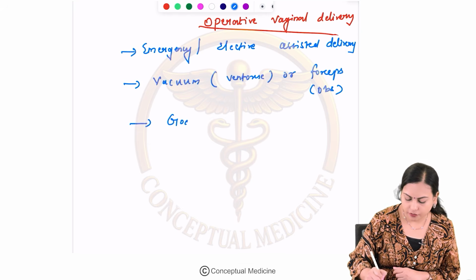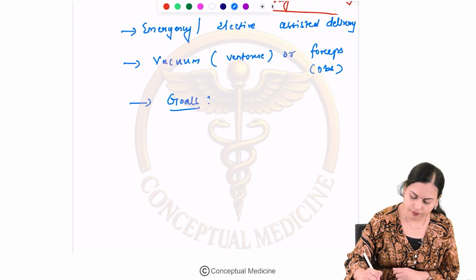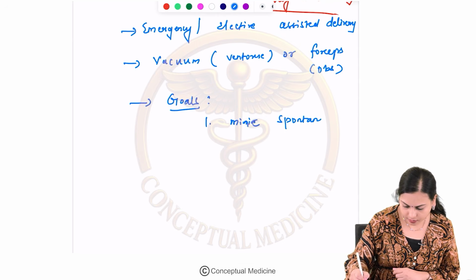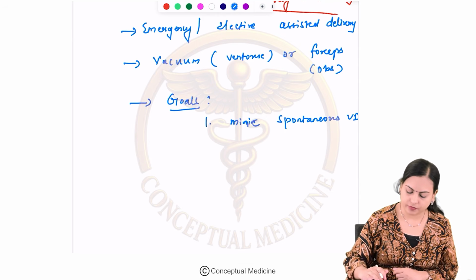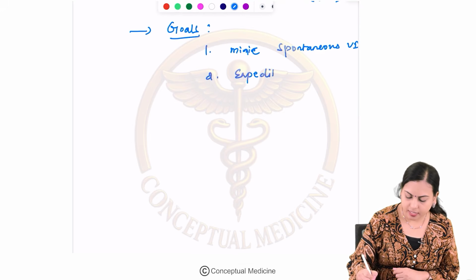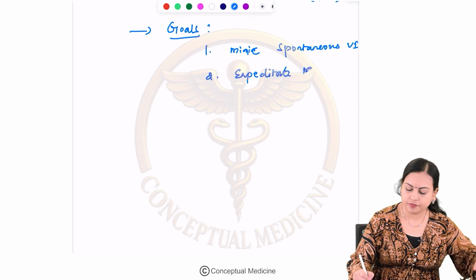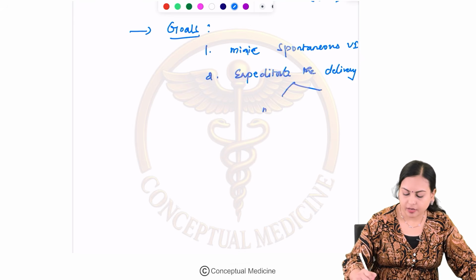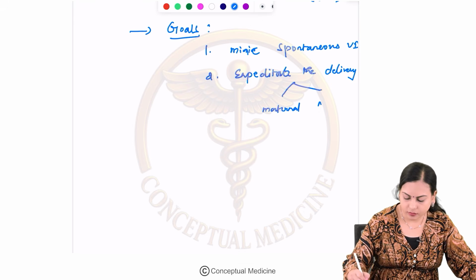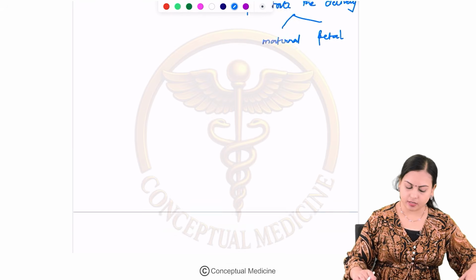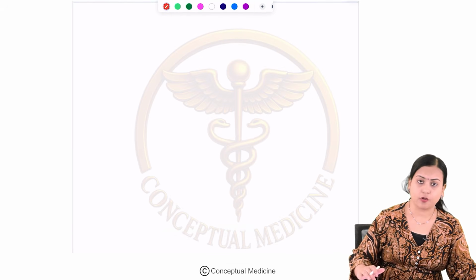The goals of doing operative vaginal delivery include: number 1, it will mimic spontaneous vaginal delivery. We can expedite the delivery when there is maternal or fetal morbidity expected. Clear? Right. Now we'll see what are the indications of operative vaginal delivery.